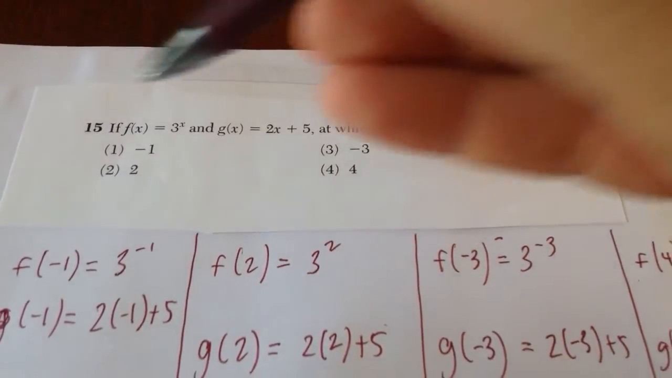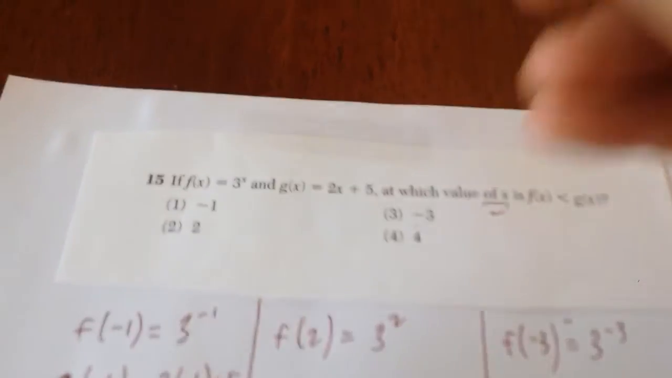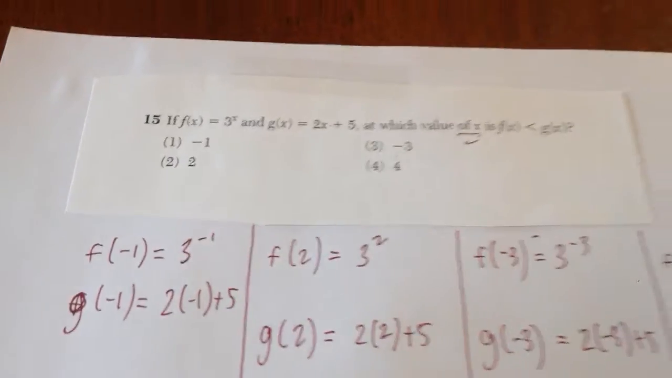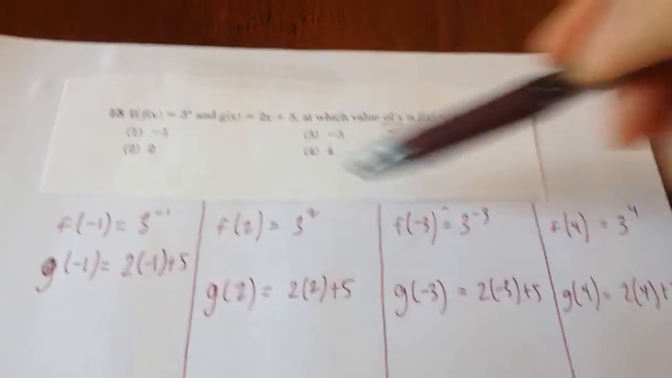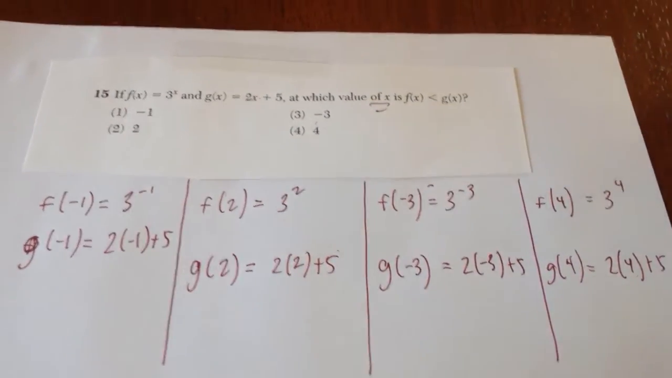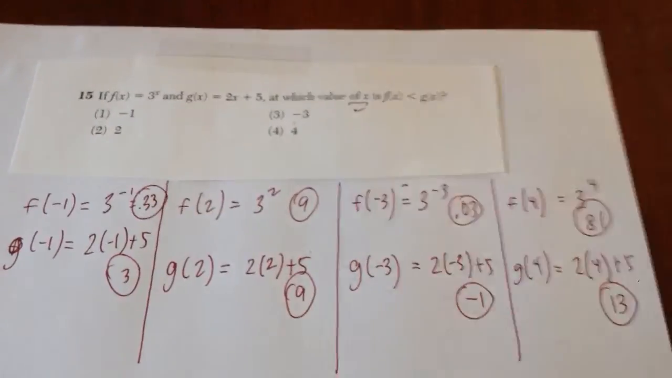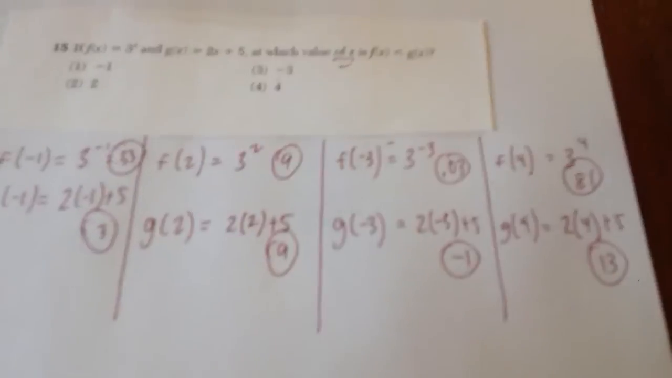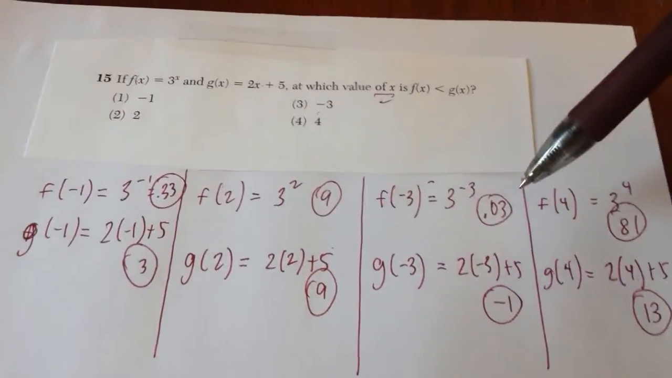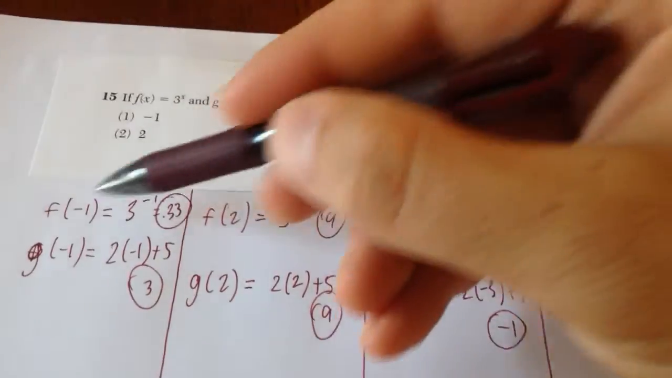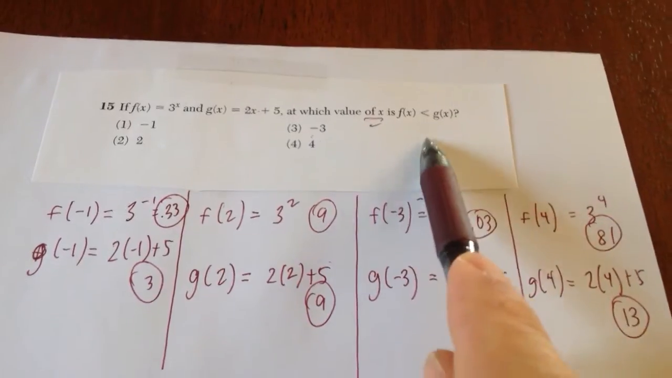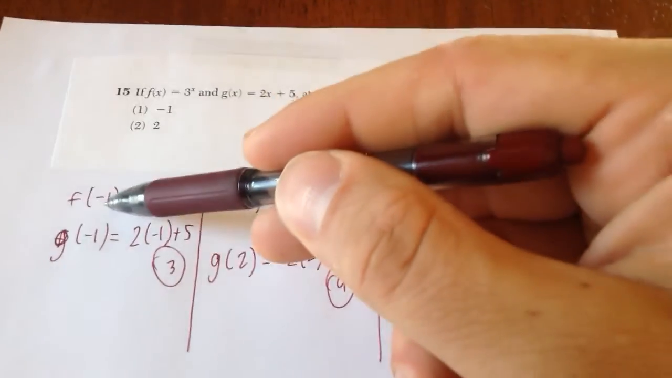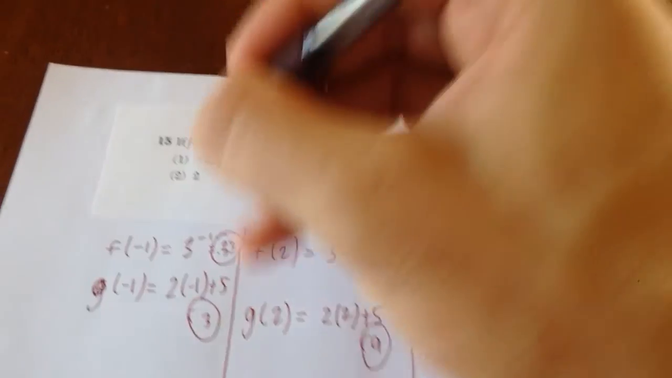For number 15, they're asking which of these values of x, when plugged in, makes this one less than that one. So what I've done is I've plugged in all of my choices: -1, 2, -3, and 4. I use my calculator to compute all of these values. So for which of these four is the f of x value less than the g of x value? Which one is the top less than these bottom entries? It looks like it's when I plugged in -1 that this one is less than that one. Choice 1.